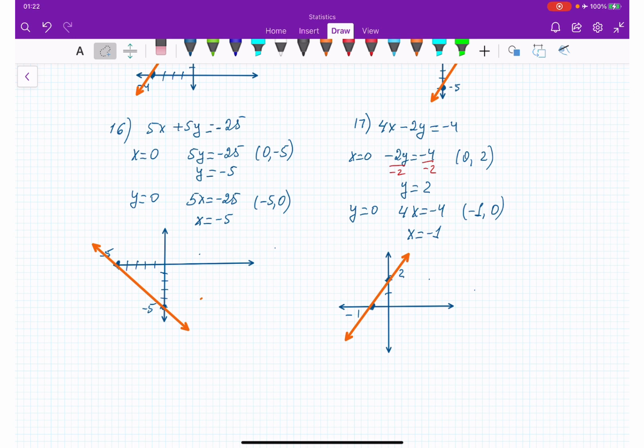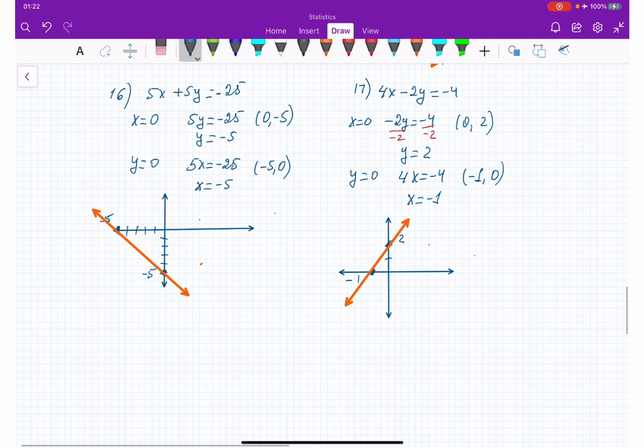Now at the end, I would like to explain to you which method you want to use. So it all depends on what type of equation you have, what type of numbers. Let's say if I have negative 5x plus 7y is equal 12. Look at that. So it's not convenient to use method of intercepts because 12 divided by 5 is fraction, 12 divided by 7 is fraction, right? So it's not convenient. In this case, it's better to use slope-intercept method, right?